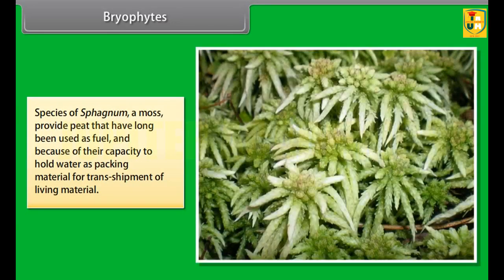Species of sphagnum, a moss, provide peat that has long been used as fuel, and because of their capacity to hold water, as packing material for transshipment of living material.